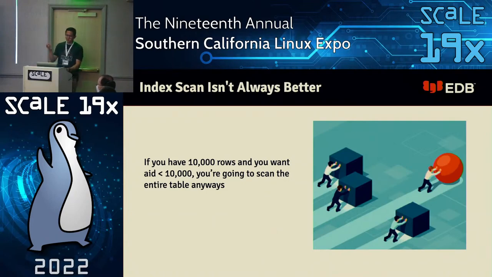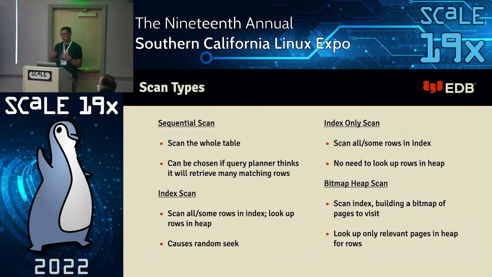Okay, so for example, if you have 10,000 rows and you want ID less than 10,000, you're going to eventually get all the data off that table. So you might as well just do a sequential scan rather than doing an index scan and then a random page pull, right? Just knowing the size of your tables and knowing what your query is trying to do will help you understand why the query planner made a certain choice.